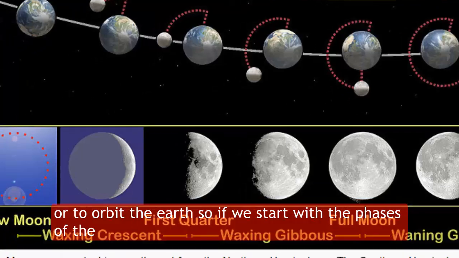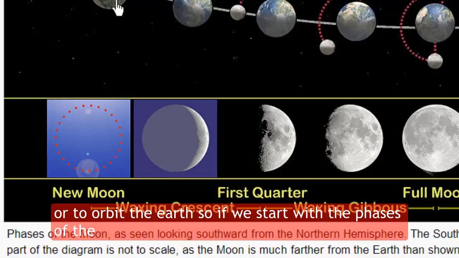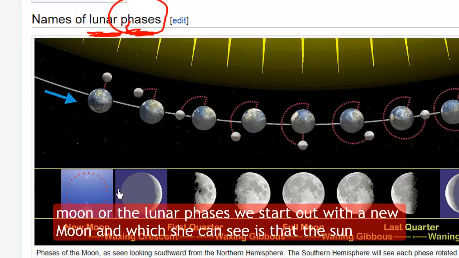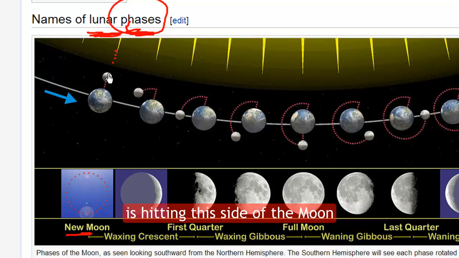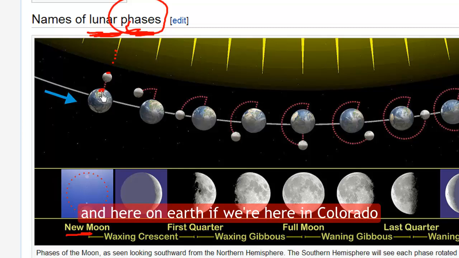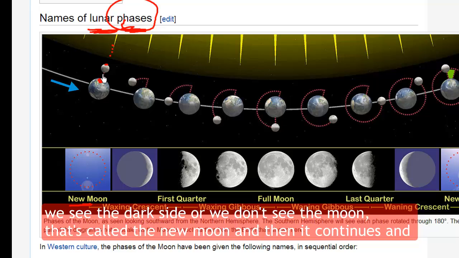So if we start with the phases of the moon, or the lunar phases, we start out with a new moon. What you can see is that the sun is hitting this side of the moon, and here on Earth, if we're here in Colorado, we see the dark side, or we don't see the moon. That's called a new moon.